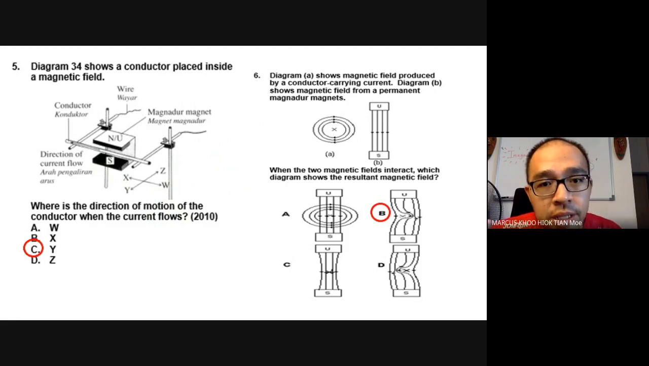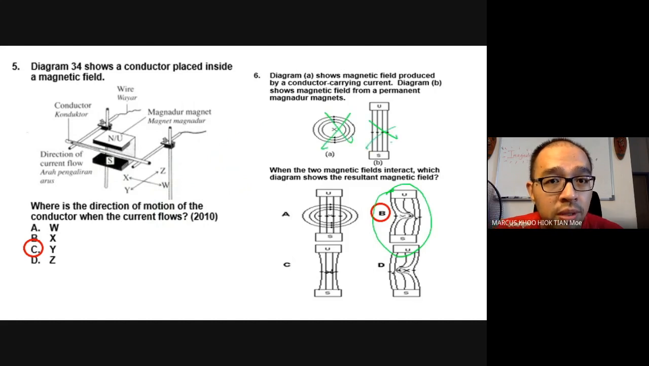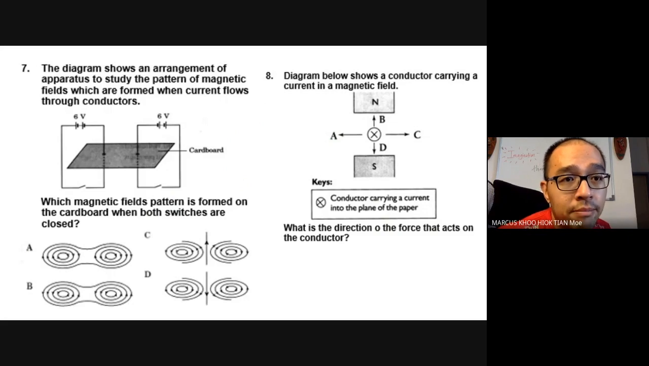Identify the strong regions and the weak regions. But when you draw the magnetic field, this one and this one jangan lagi lukis. Okay, it becomes a resultant force. Okay, number 7.